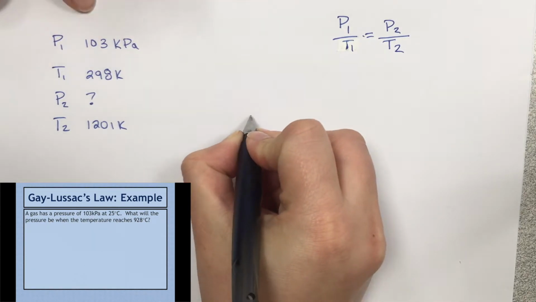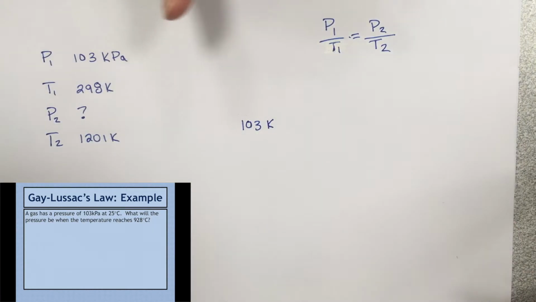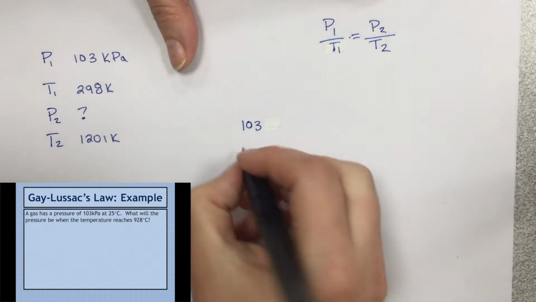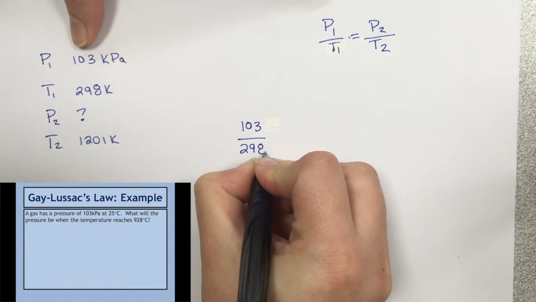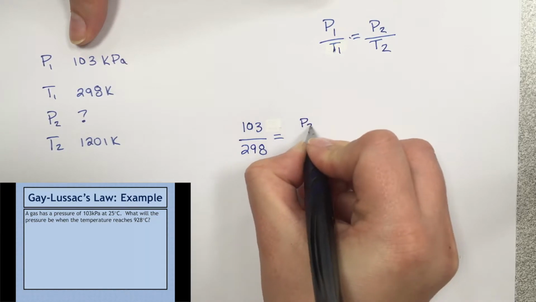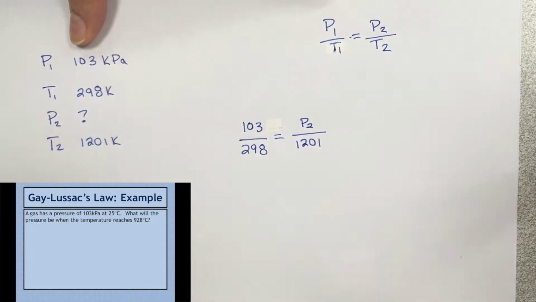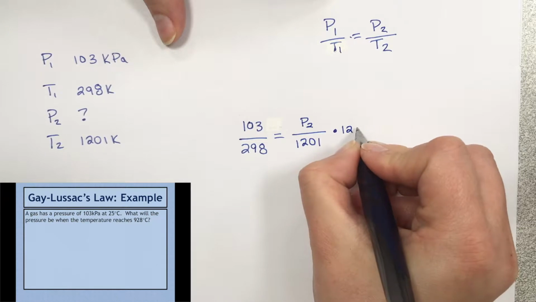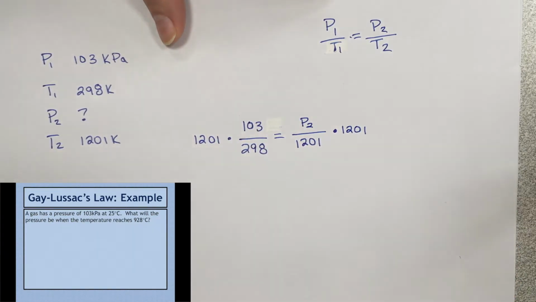So we have pressure 1. I don't want to use units right now. I don't like to crowd my equations. So 103 divided by 298 is equal to P2, whatever, it's a variable, over 1201. So to get P2 on its own, we're going to just multiply 1201 on both sides.